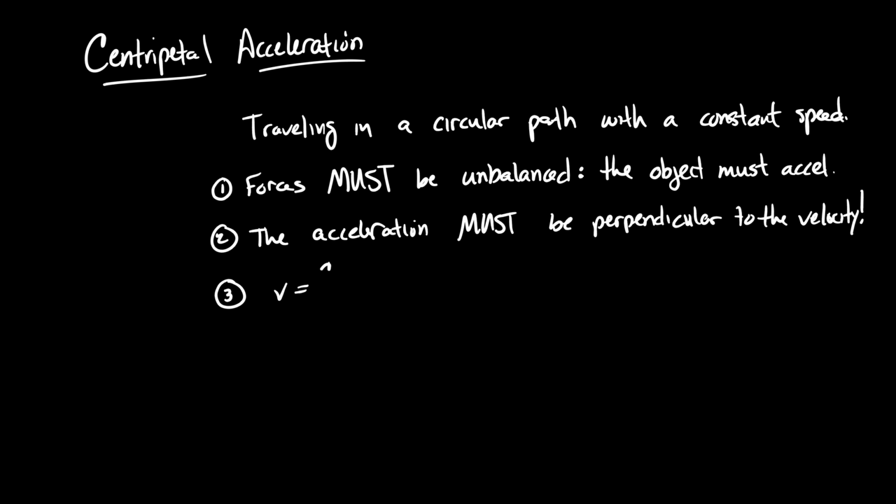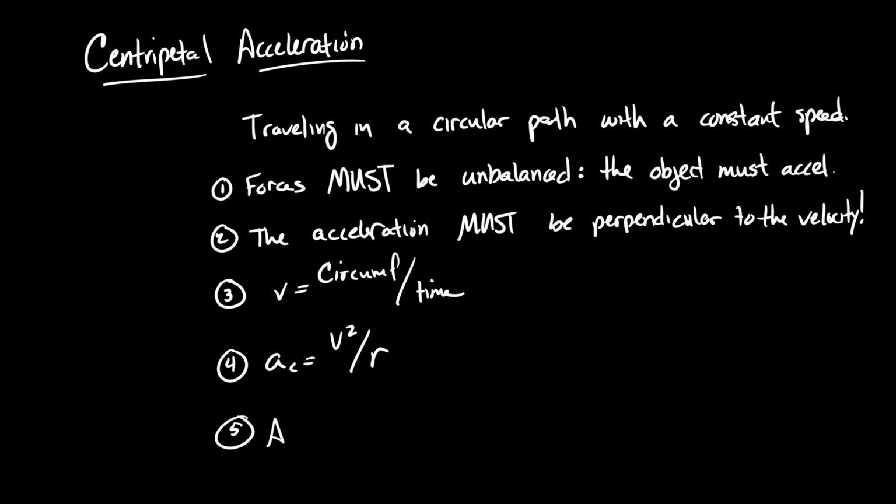The velocity can equal the circumference divided by the time. The acceleration is that velocity squared divided by the radius. And always point the positive direction towards the center.